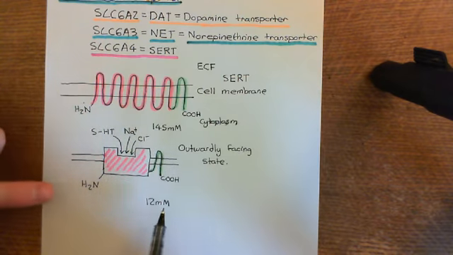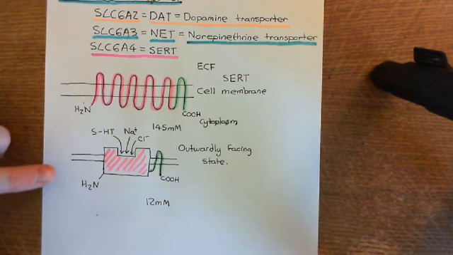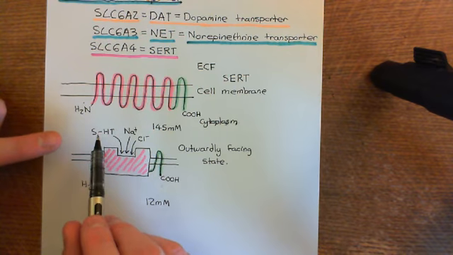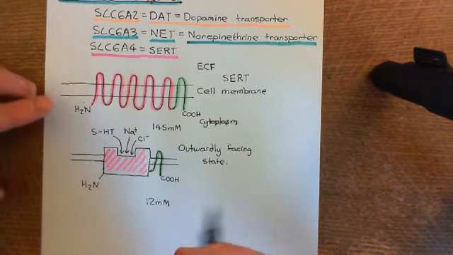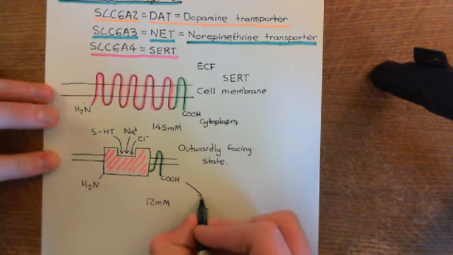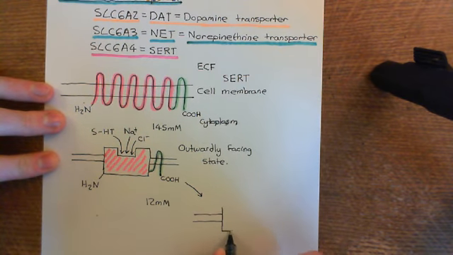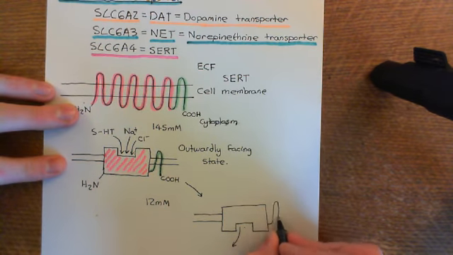Chloride generally also has a concentration gradient favouring its movement into the cell. Once you've got these three things bound, a 5-HT molecule, a sodium ion, and a chloride anion, that will cause the transporter to change in conformation into what's known as the inwardly facing state. A huge conformational change will happen, and now the molecules will be moved from the outside to the inside.